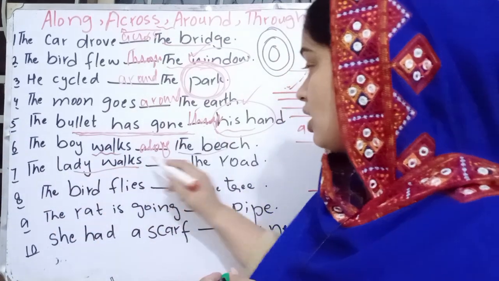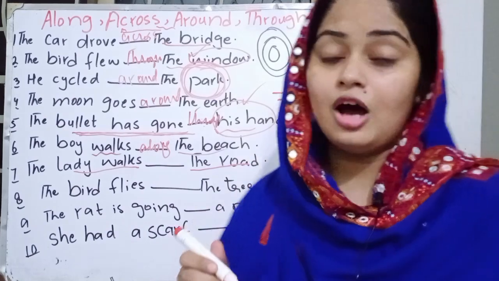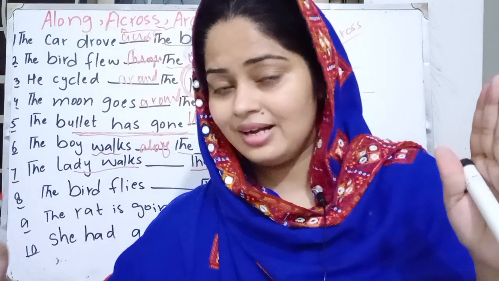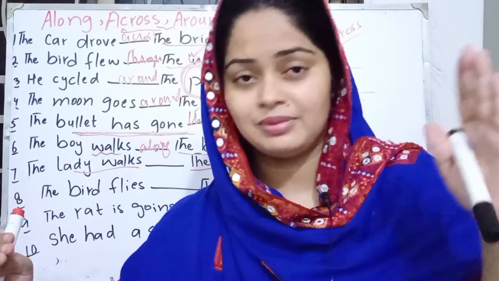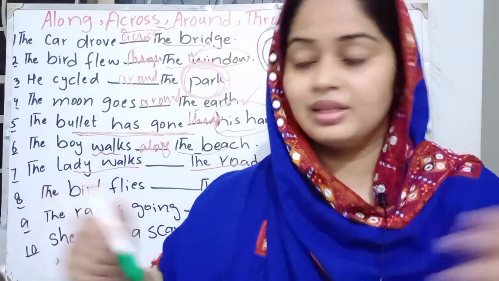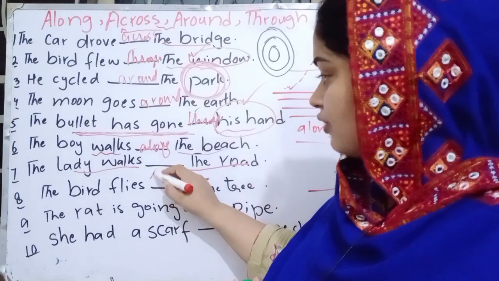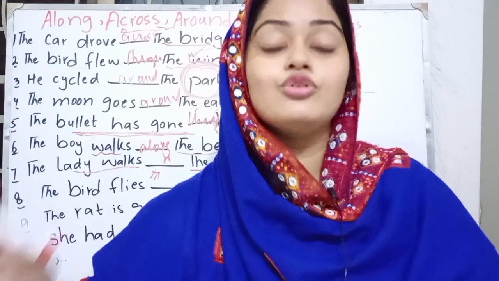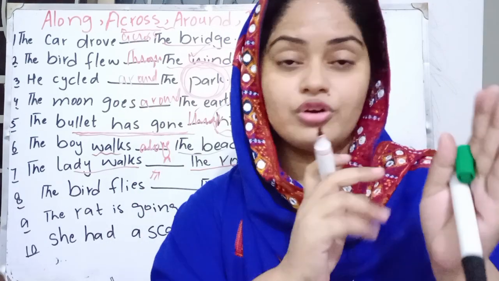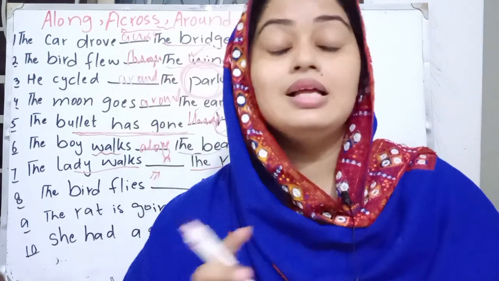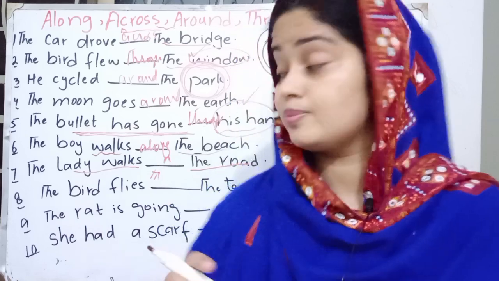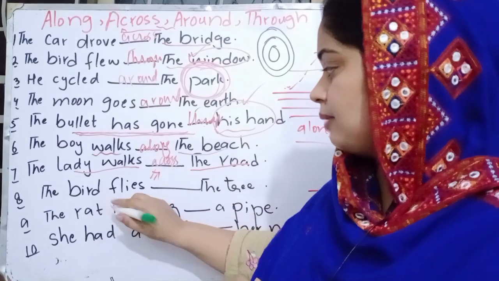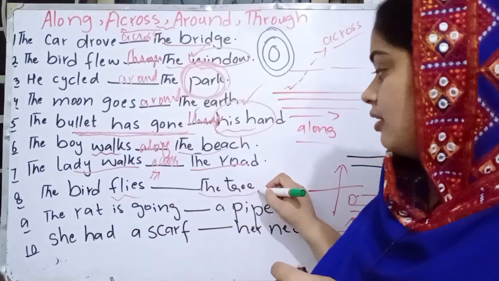The lady walks the road. Now the lady has to go from one side of something to the other side of something. She has to walk from one side of the road to the other side of the road. When you have to go from one side of something to the other, the preposition is across. Across is the preposition.